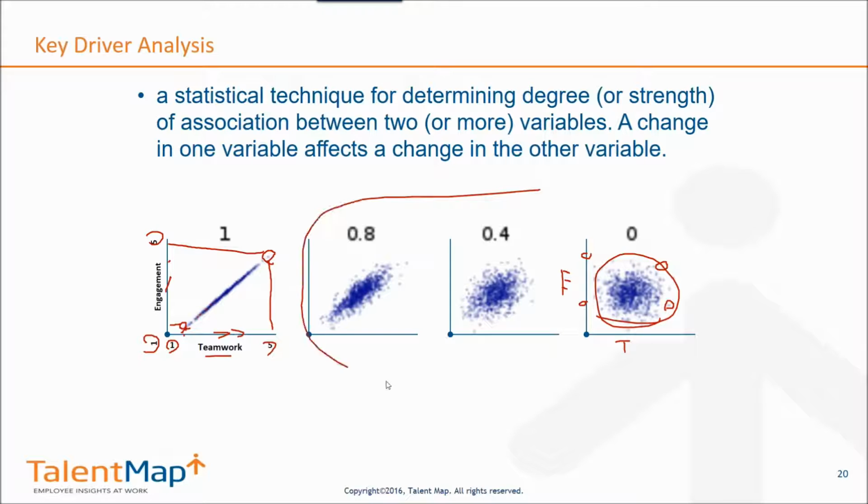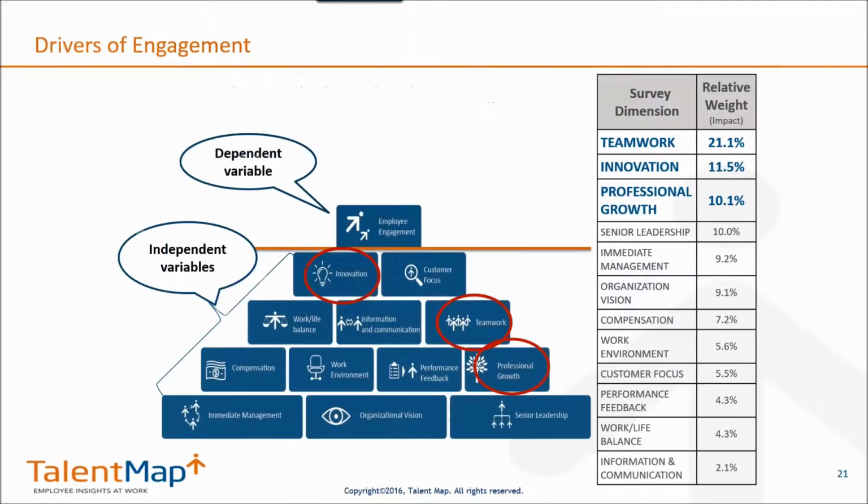But in survey data, most data looks sort of like this. It's not nearly as messy as the 0. It's not nearly as clean as the 1. And this allows us to show a pattern. So for this example, most people scored higher on teamwork, if teamwork was still the variable here and engagement was here. And as teamwork scores went up, engagement scores went up. The stronger the correlation, the more important it is as a driver. The weaker the correlation, the less important it is.